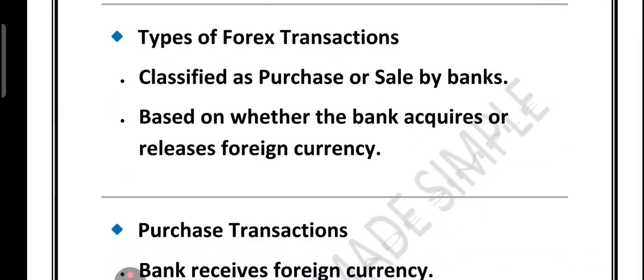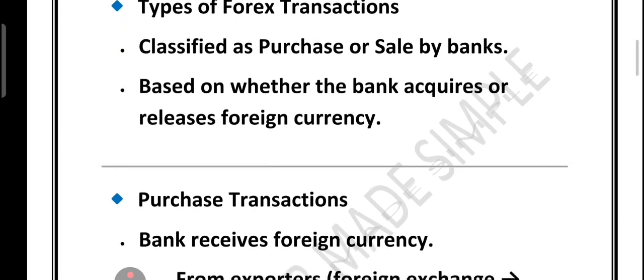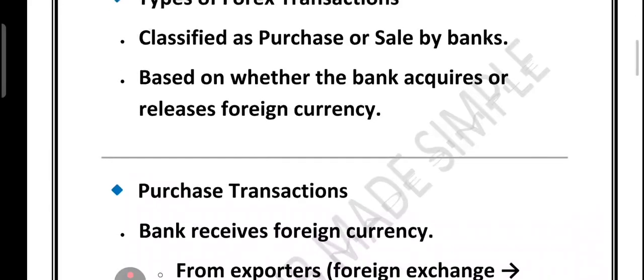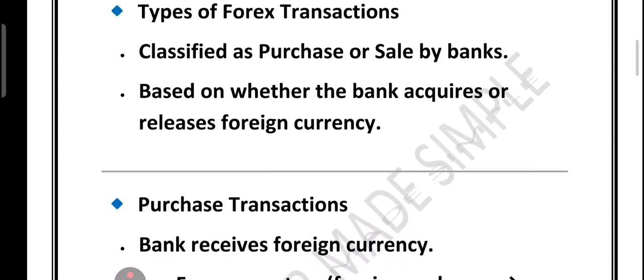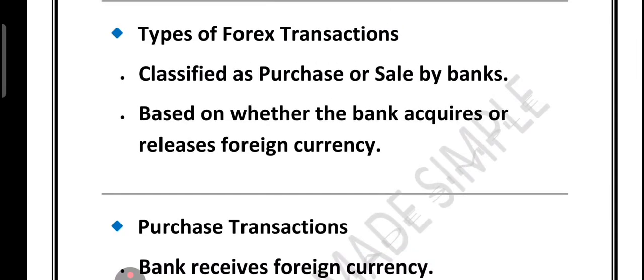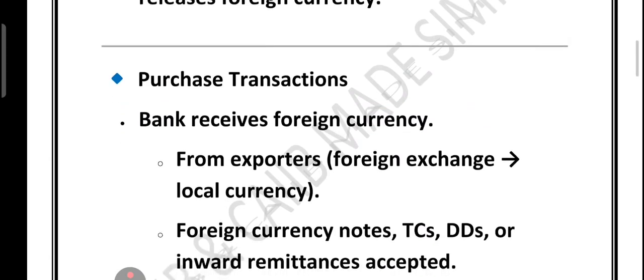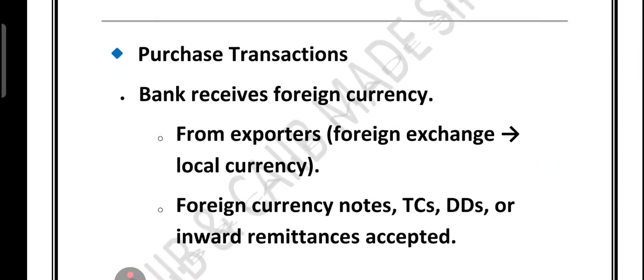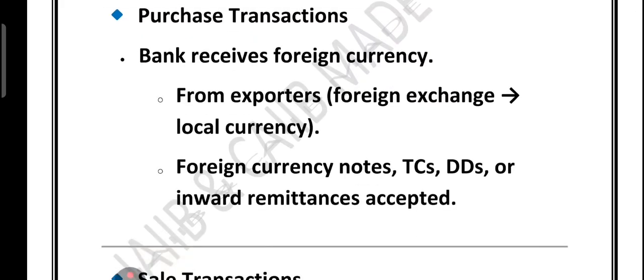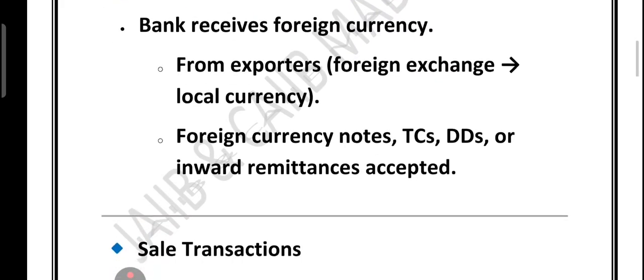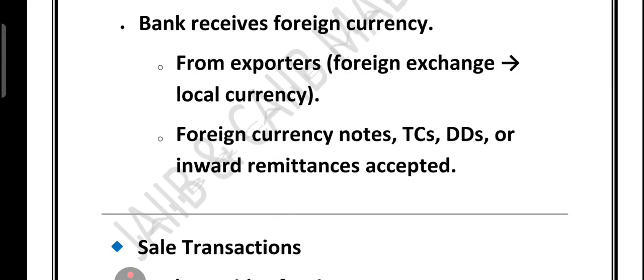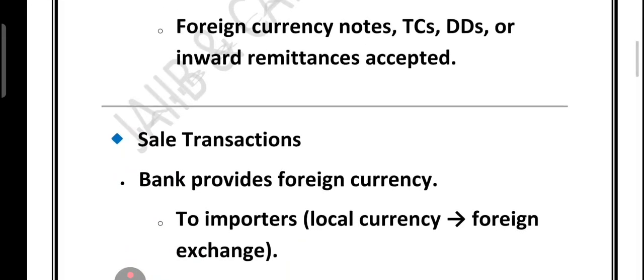If you look at the types of forex transactions, they are classified as purchase or sale by the bank, based on whether the bank acquires or releases the foreign currency. So either the bank is acquiring or the bank is releasing. In a purchase transaction, as the name suggests, the bank receives foreign currency from the exporter, or using FCN, foreign currency notes, TC, DD, or inward remittance.